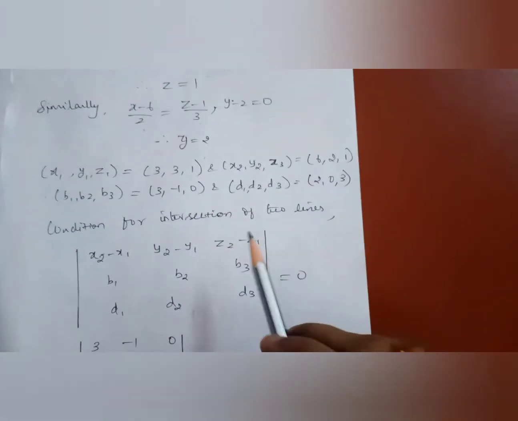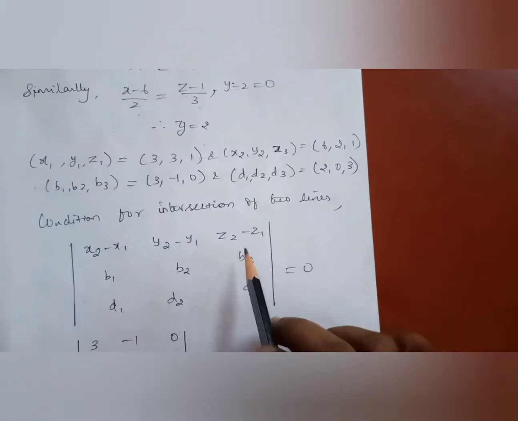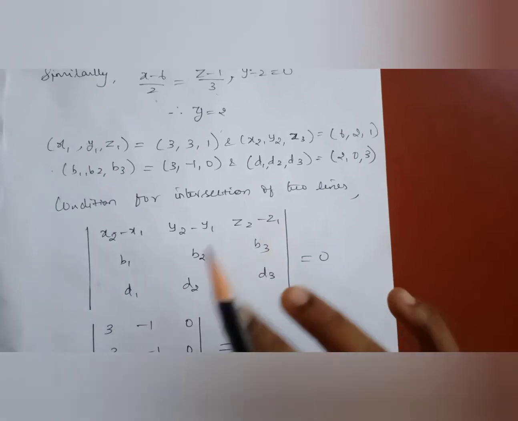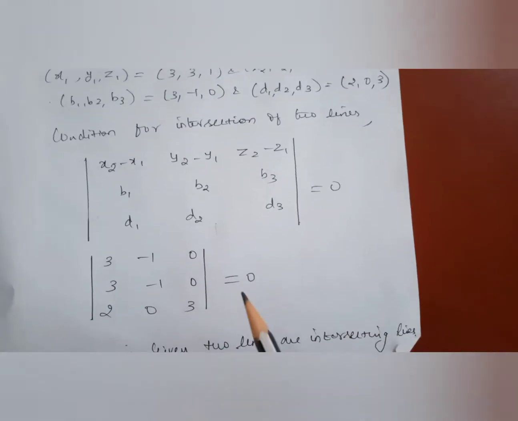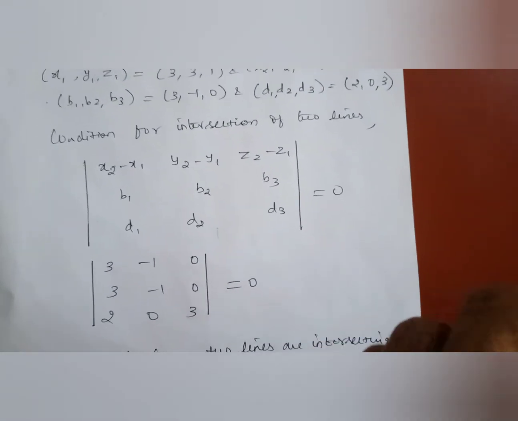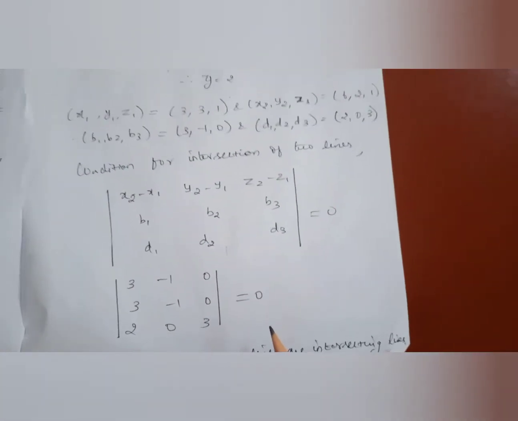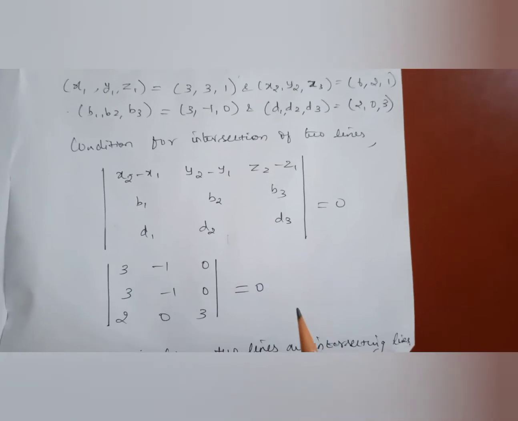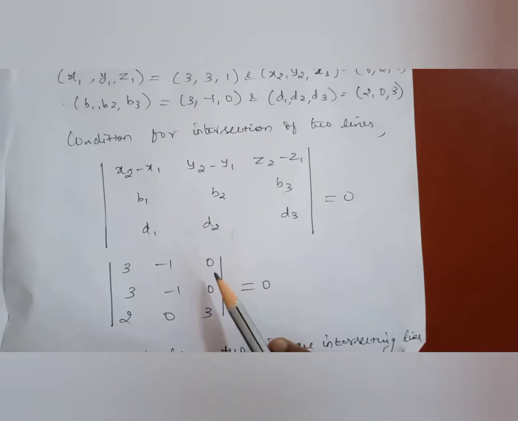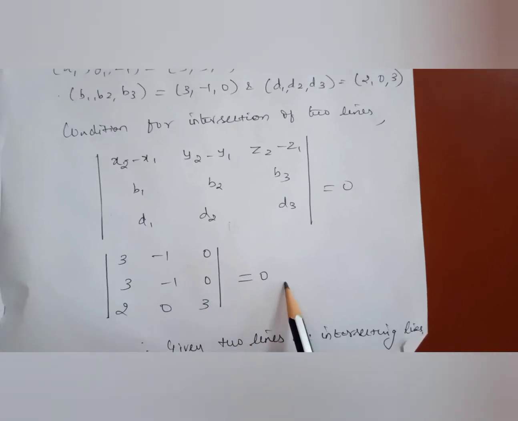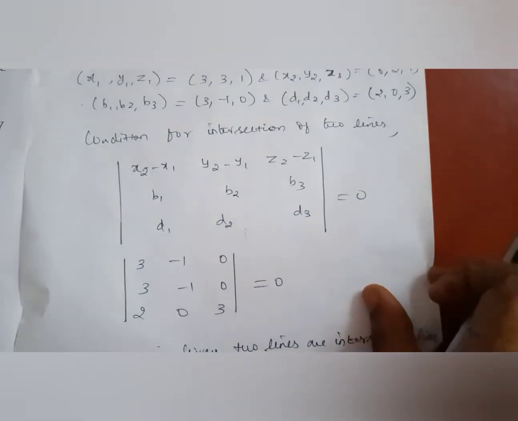So what is the condition for the intersection of two straight lines? The determinant of x2 minus x1, y2 minus y1, z2 minus z1, b1, b2, b3, d1, d2, d3 should become 0. So I am just substituting the values. See children, without working out the determinant, I have written the determinant value to be 0 directly. How is that possible? It is possible if you know the properties of the determinant. What is the property? When two rows or two columns are identical, obviously the determinant value will become 0. So here you are not supposed to sit and work out the determinant at all. You can directly write it to be 0.